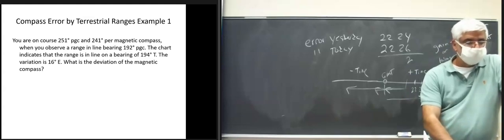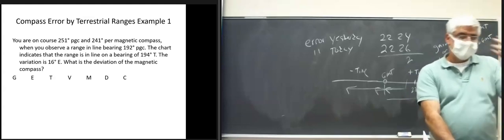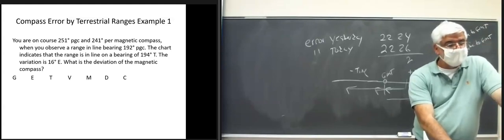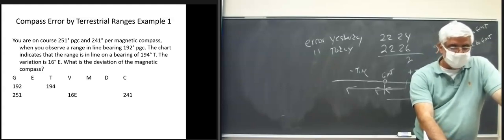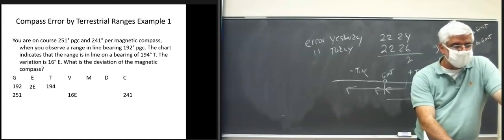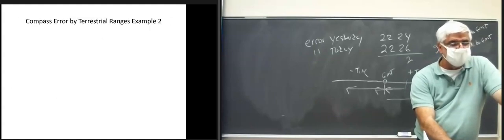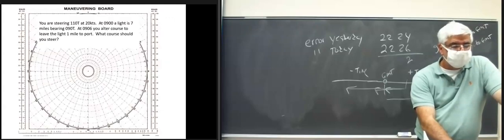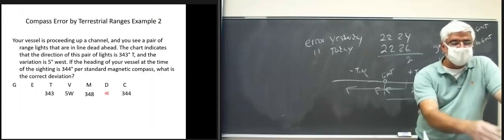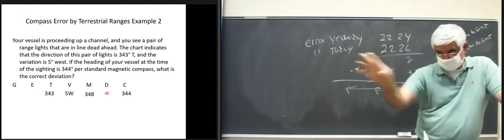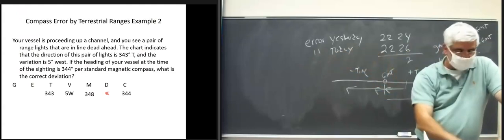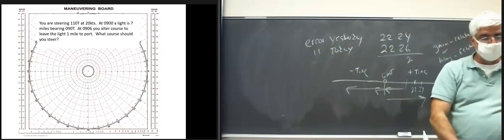Now, this is some miscellaneous stuff. You're on a course at 251. We're going to skip this over because this is just like the first worksheet we did. These things were like the first worksheet. You've got to do those again. This one is different.